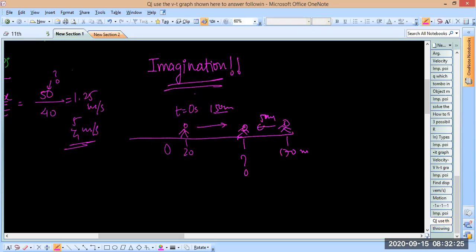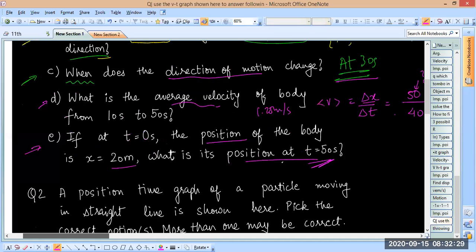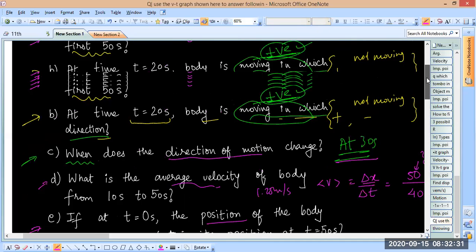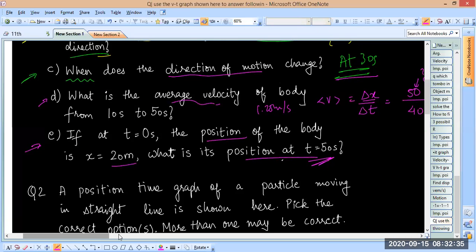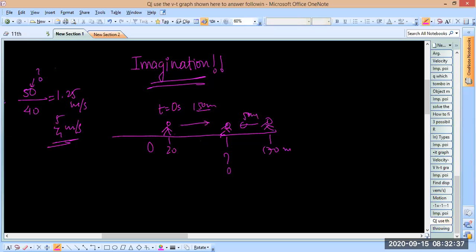Right? Imagination is very important in physics. You see how I converted this graph and this question to a physical thing, right? Did you understand how I made all of you imagine? Yes or no? That is what is very important. You have to convert the mathematics into real life. Okay, that's what we have done.